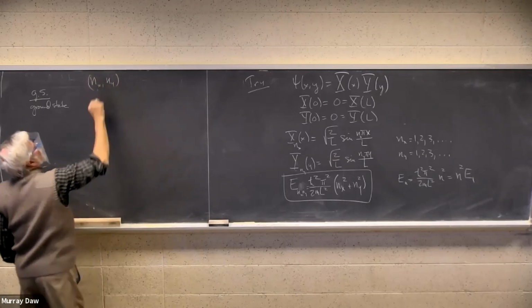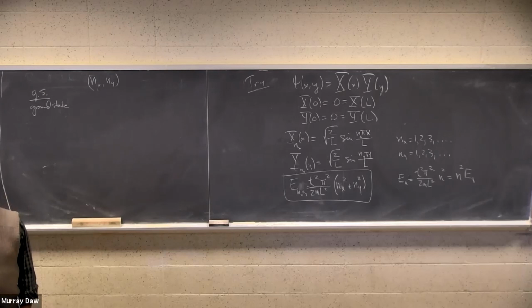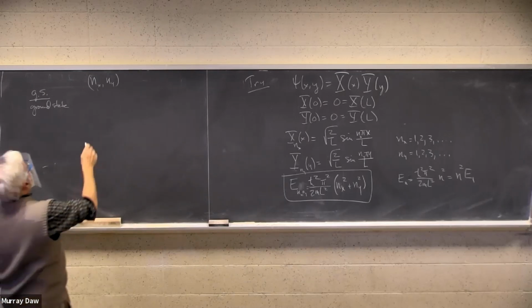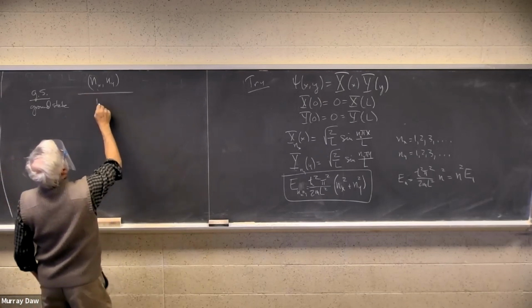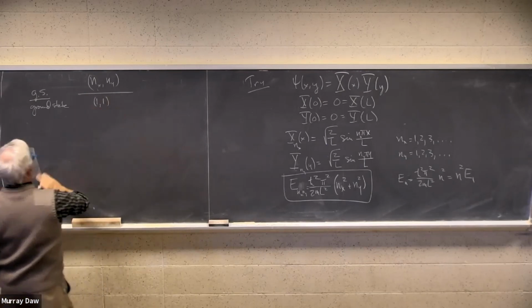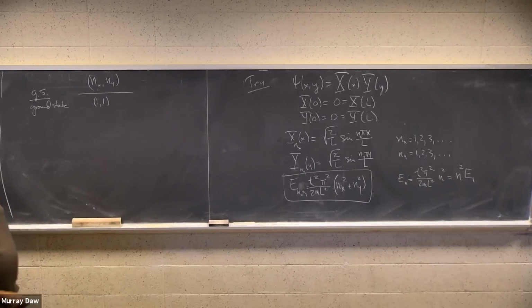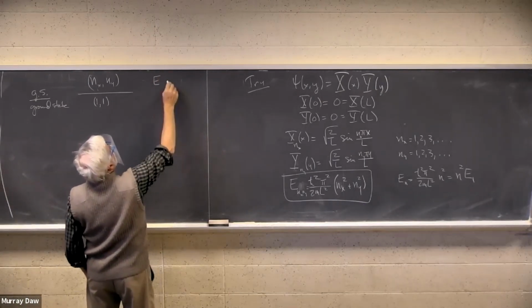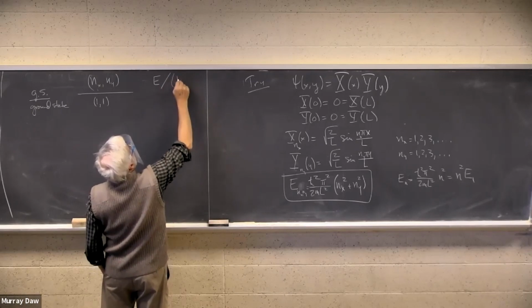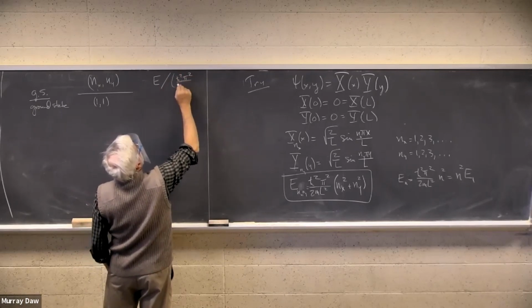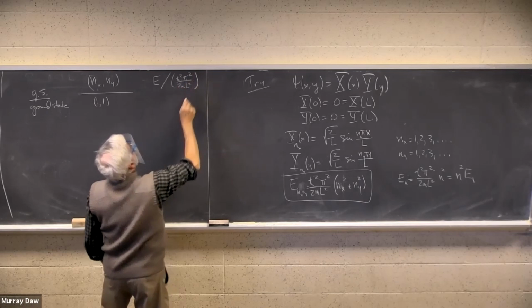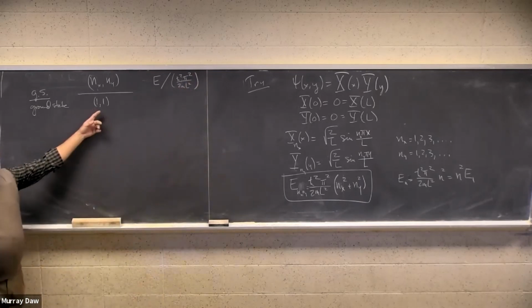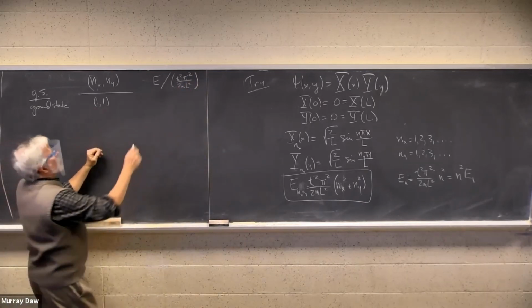We have 2 quantum numbers because we have a 2-dimensional problem, confined in 2 dimensions. The ground state is when they're each equal to 1, so 1 and 1. What's the energy of that? It's going to be ħ²π² over 2mL², times 1 squared plus 1 squared, so 2.